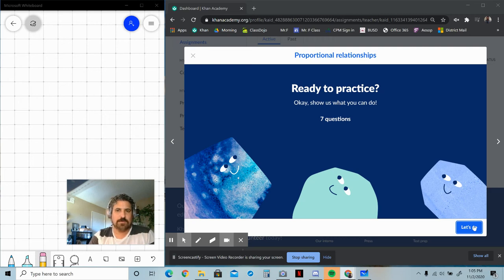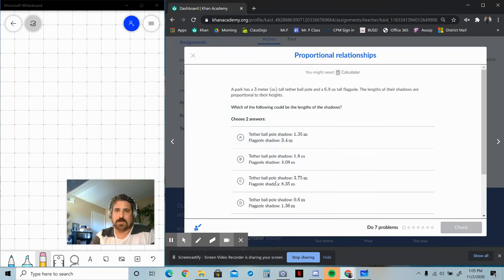Right, another con support video. This one is on proportional relationships. So let's investigate. It says a park has a 3 meter tall tetherball pole and a 6.8 meter tall flagpole. The lengths of their shadows are proportional to their heights. Which of the following could be the lengths of the shadows?